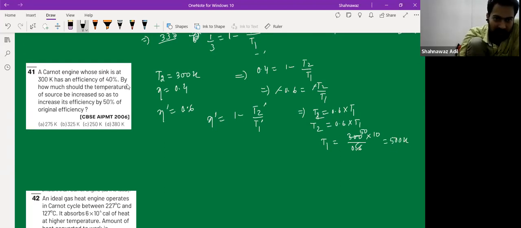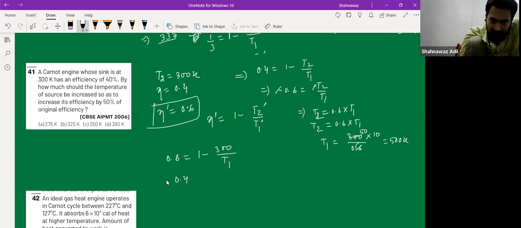Right. And by how much should the temperature of source be increased so as to increase its efficiency by 50% of its original efficiency, right? So T1 was 500 Kelvin, but they want us to, so now we should calculate what would be the temperature for this new efficiency. So this is 0.6 and this is how much? 1 minus 300 divided by T1. Right, so this would be how much?